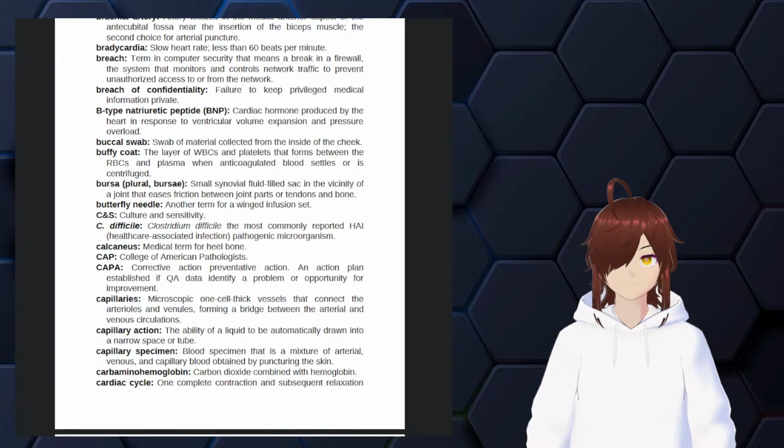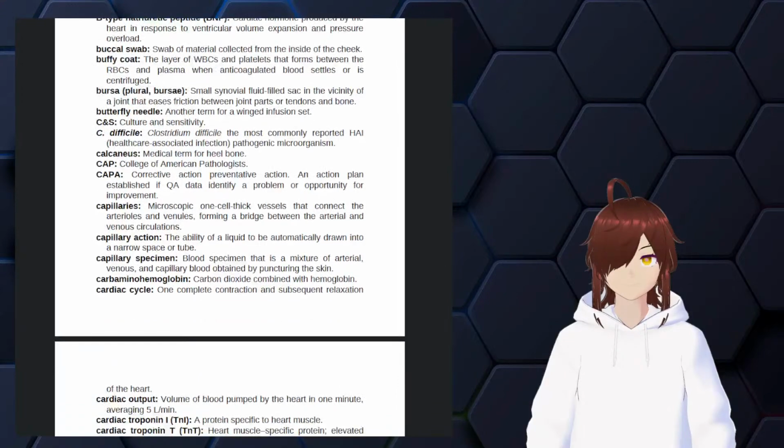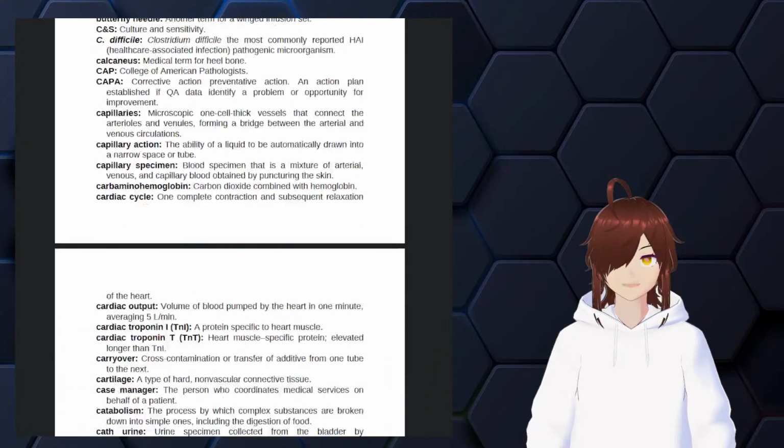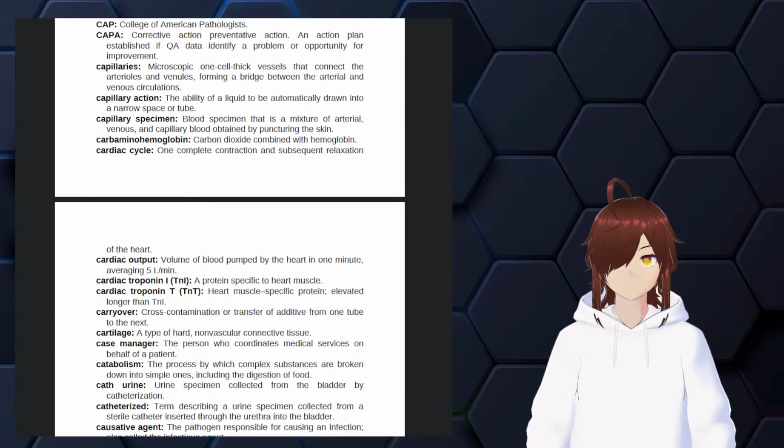CAP: College of American Pathologists. CAPA: corrective action, preventive action, an action plan established to identify a problem or opportunity for improvement. Capillaries: microscopic one-cell-thick vessels that connect the arterioles and venules, forming a bridge between the arterial and venous circulations. Capillary action: the ability of a liquid to be drawn automatically into a narrow space or tube. Capillary specimen: blood specimen that is a mixture of arterial, venous, and capillary blood obtained by puncturing the skin.